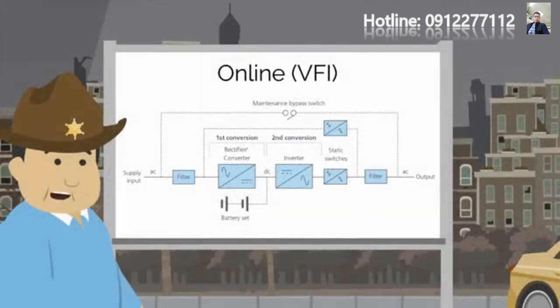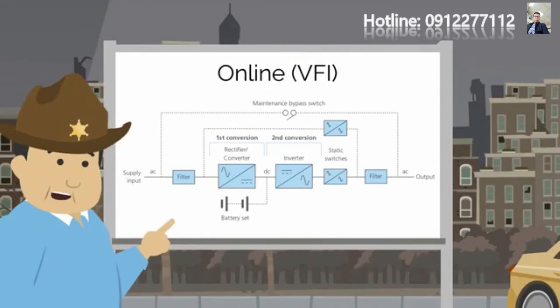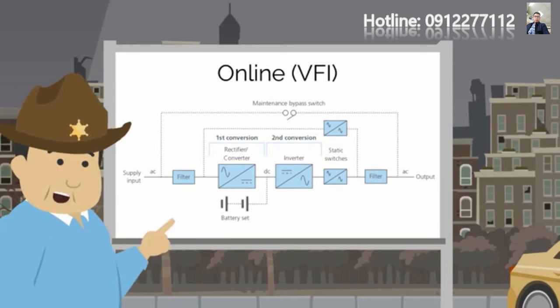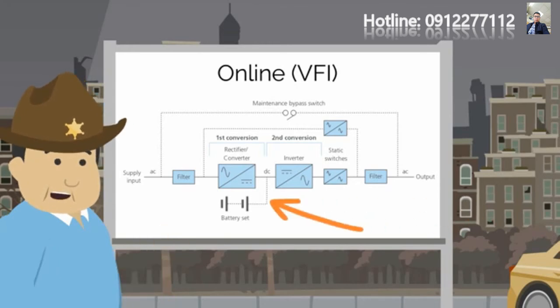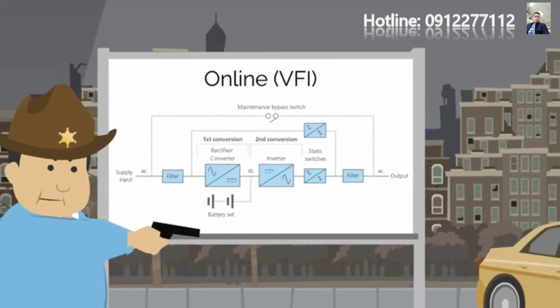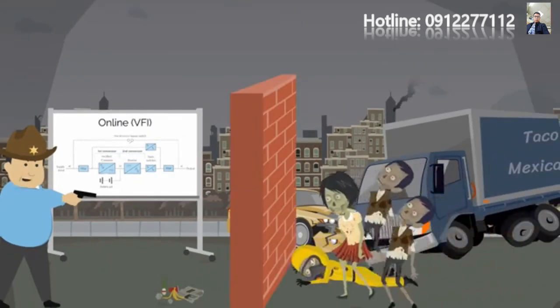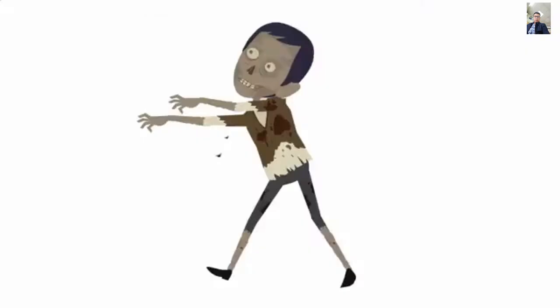If a mains power failure or disturbance occurs, there is no break in power while the system switches over. Simply, the rectifier switches off and allows the inverter to take power from the battery set automatically. The batteries in an online UPS design are always connected to the inverter, ready for any power event. As a result of the conversion to DC power, any disturbances on the incoming supply are stopped in their tracks.